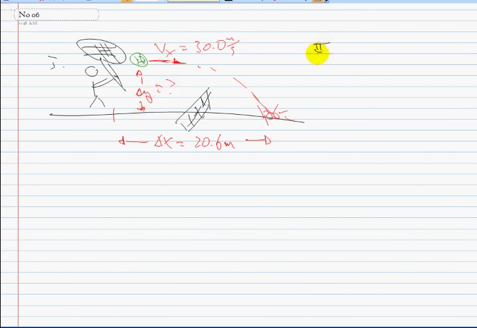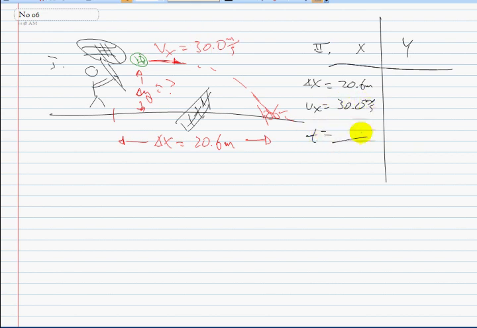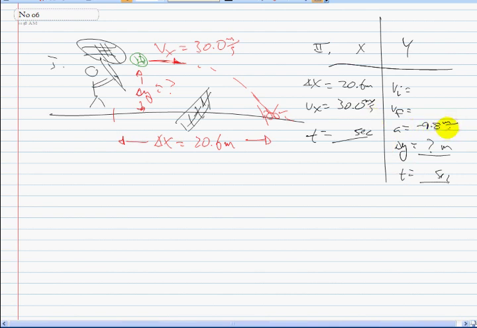So now in step 2, it's easy to separate out the information in 2 columns because we broke it down on our diagram. We got delta x is given as 20.6 meters. We know velocity x as 30 meters per second. Time we can solve for in a second when we need it. In the vertical direction, there are 5 knowns and unknowns: vi, vf, a, delta y, and time. Delta y we don't know. That's what we're trying to solve for in meters. Acceleration due to gravity is negative 9.8 meters per second squared.